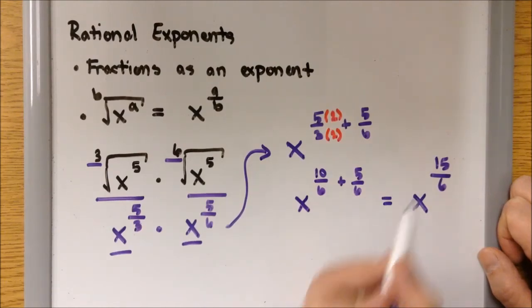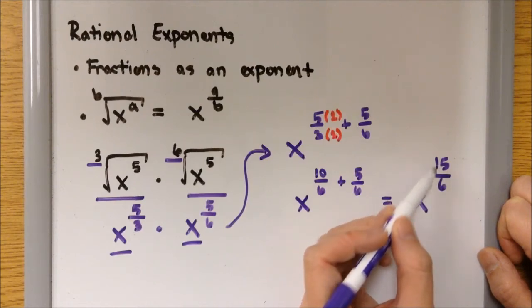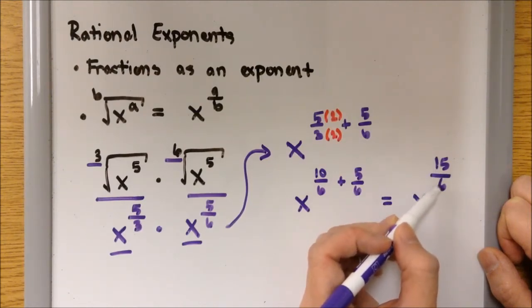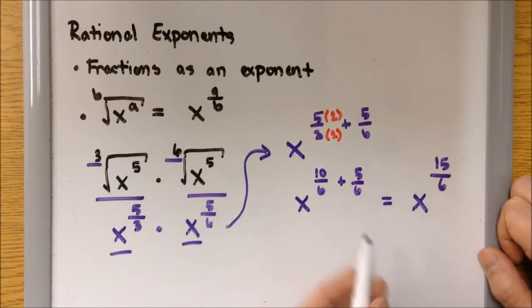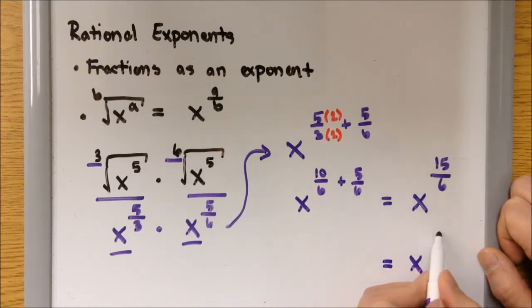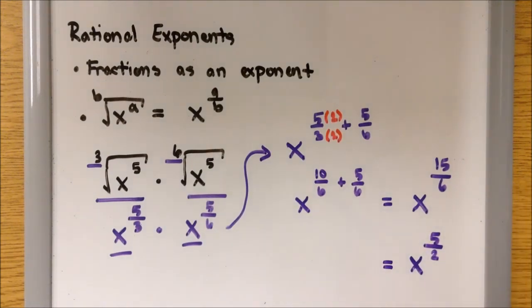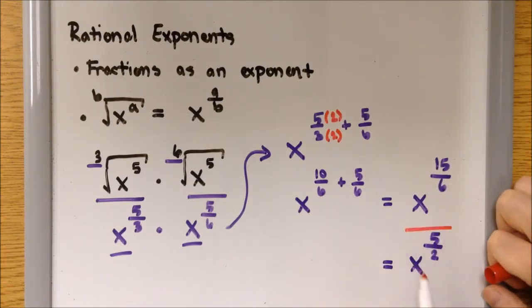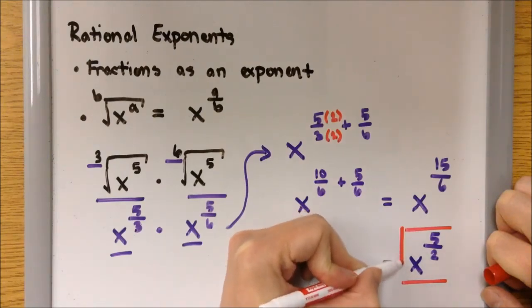Now, can I simplify that exponent? Yes, I can. The reason is because 15 and 6, the common factor between these two is 3. So I can divide the numerator by 3 and the denominator by 3. So 15 divided by 3 is just 5. 6 divided by 3 is 2. So the rational exponent expression for this example is x to the power of 5 halves, or 5 over 2.